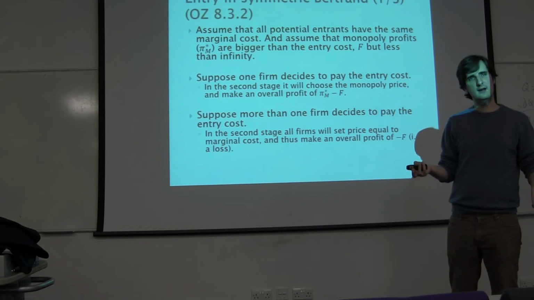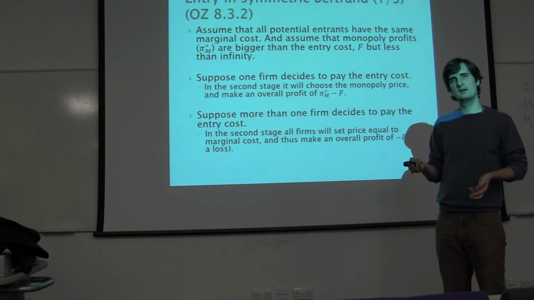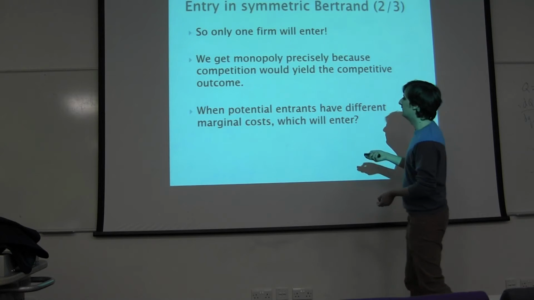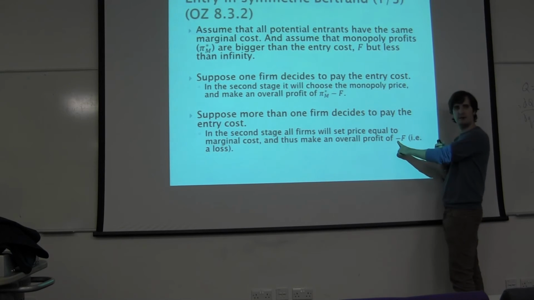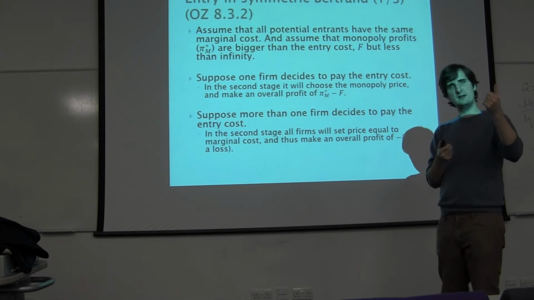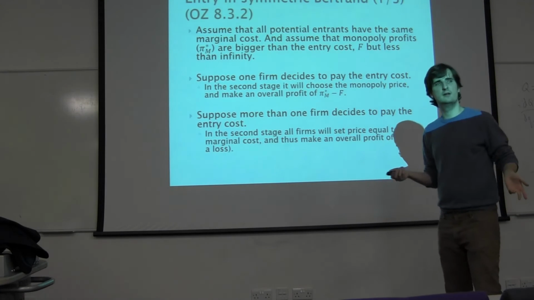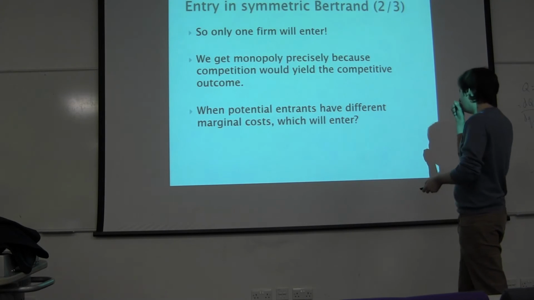If two firms enter, well then in the second period, price is equal to marginal cost, so they all make zero profit. They just make profit equal to minus F. Okay, so they make a strict loss. So if one firm enters, that firm makes a profit. If two firms enter, they all make a loss. Likewise, if three firms enter, they all make a loss.